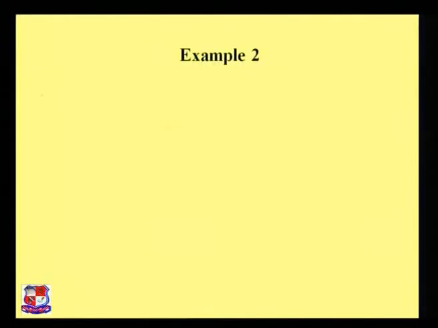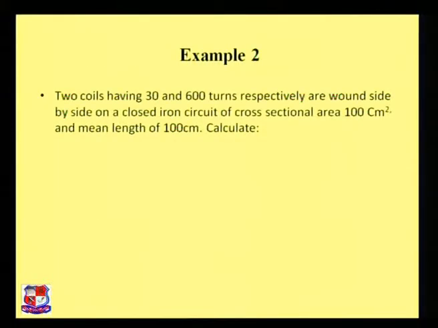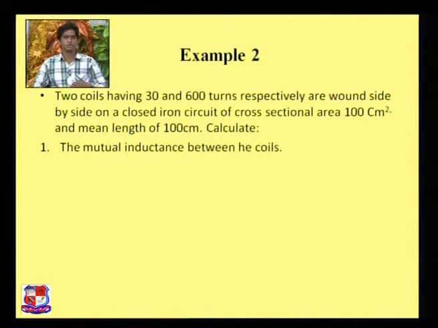Now another example on electromagnetic induction. Here we have two coils. The first coil is having 30 number of turns and the second coil is having 600 turns. They are wound side by side on a closed iron circuit and the cross sectional area of the iron circuit is 100 centimeter square. The mean length is given as 100 centimeter. So we have to find the mutual inductance between the coils.